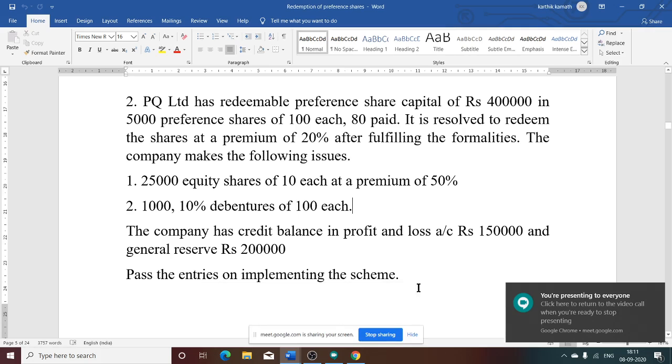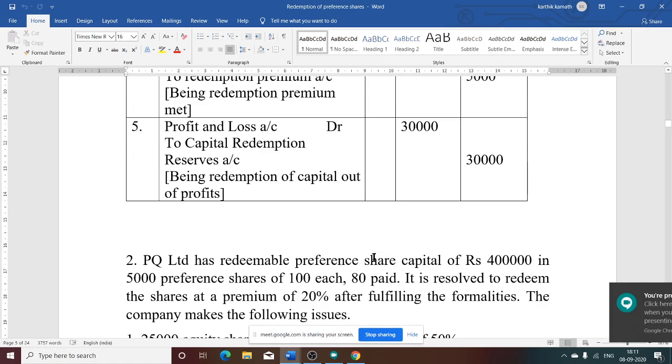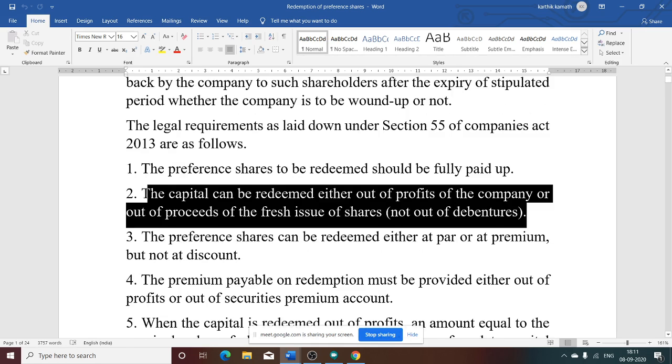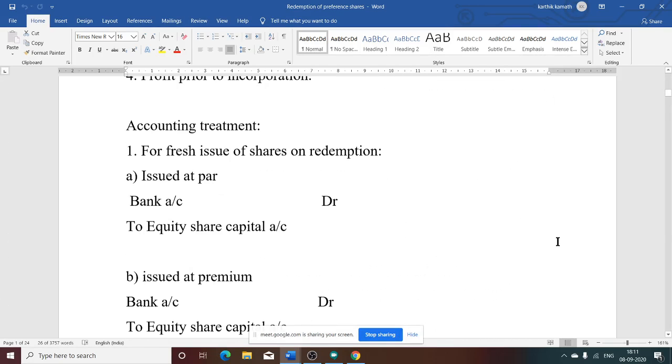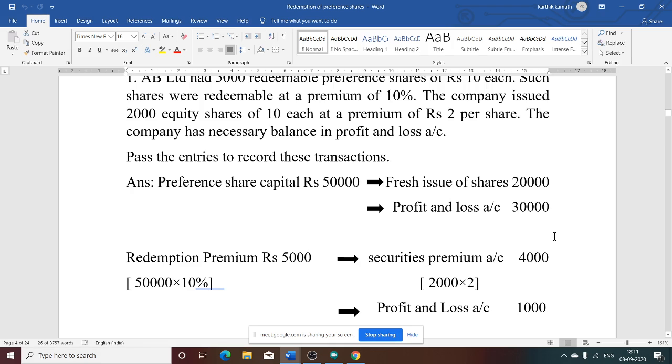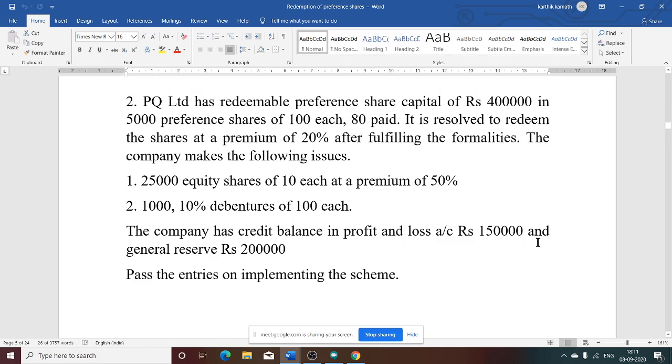But after that, what happens here? Debentures cannot be used for the purpose of redemption. If you see the rules, the legal requirement is given above. See the second point: capital can be redeemed either out of profits of the company or out of the fresh issue of shares, but not out of debentures. So you cannot use debentures. Only for the purpose of the journal entry we are writing one entry of debentures. After that we are not using the debenture amount for the purpose of redemption.